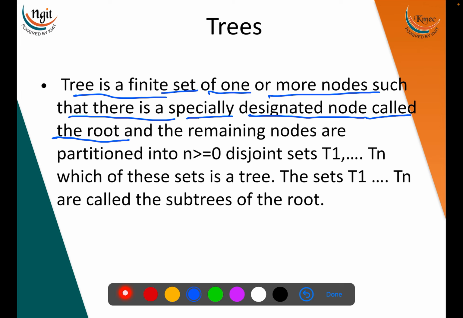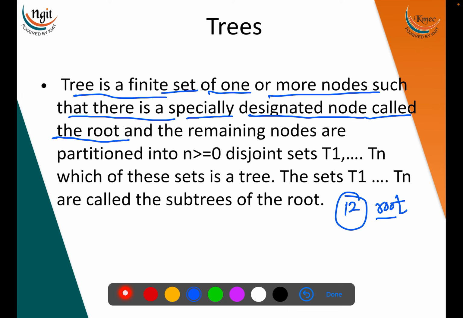The structure of the tree will always start from the top. Wherever the node exists at the top, that is called the root node. So a tree always starts from the top position. The top element is called the root element. And it may have one or more nodes as far as the definition of a tree is concerned.